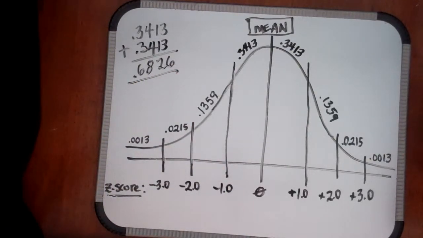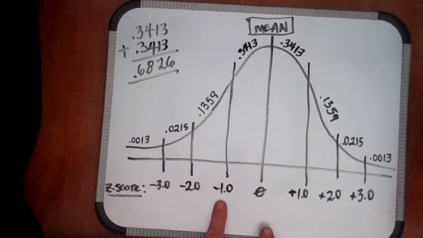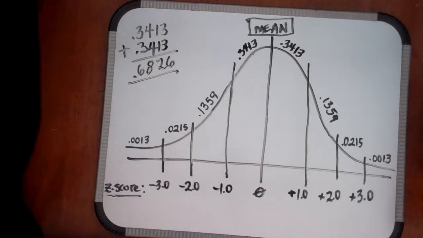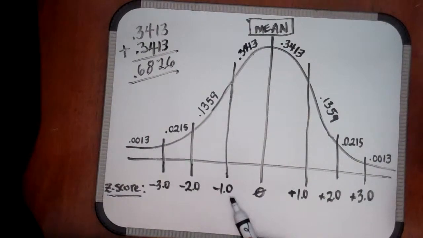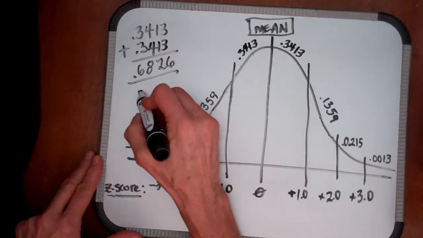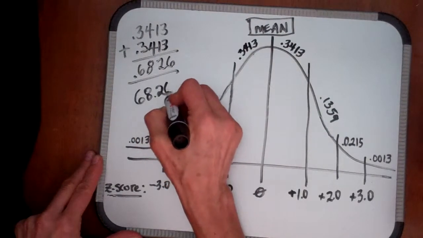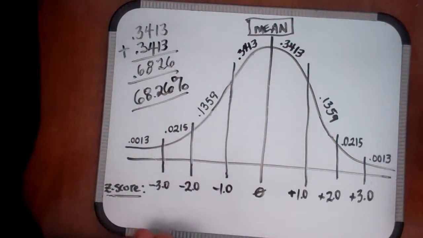So what this tells us is that for a sample of scores that is normally distributed, 0.6826 is the probability that any one individual will achieve a score between negative 1.0 and positive 1.0 z-score, right? It's also the proportion of the population that will achieve a z-score between negative 1.0 and positive 1.0. It's also the percentage of the population that will achieve a z-score between negative 1.0 and positive 1.0 z-score. In other words, 68.26% of the population will achieve a z-score between negative 1.0 and positive 1.0. All right?